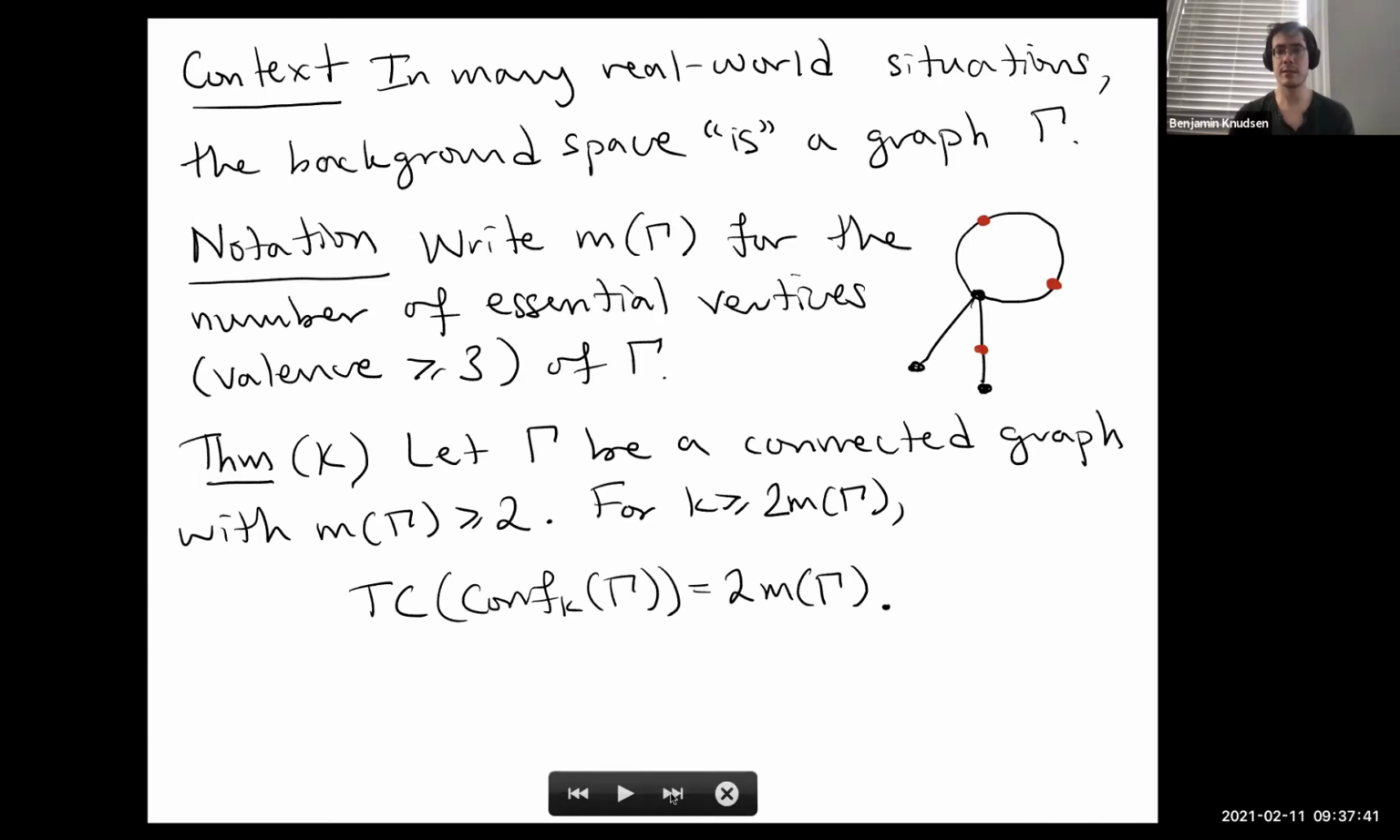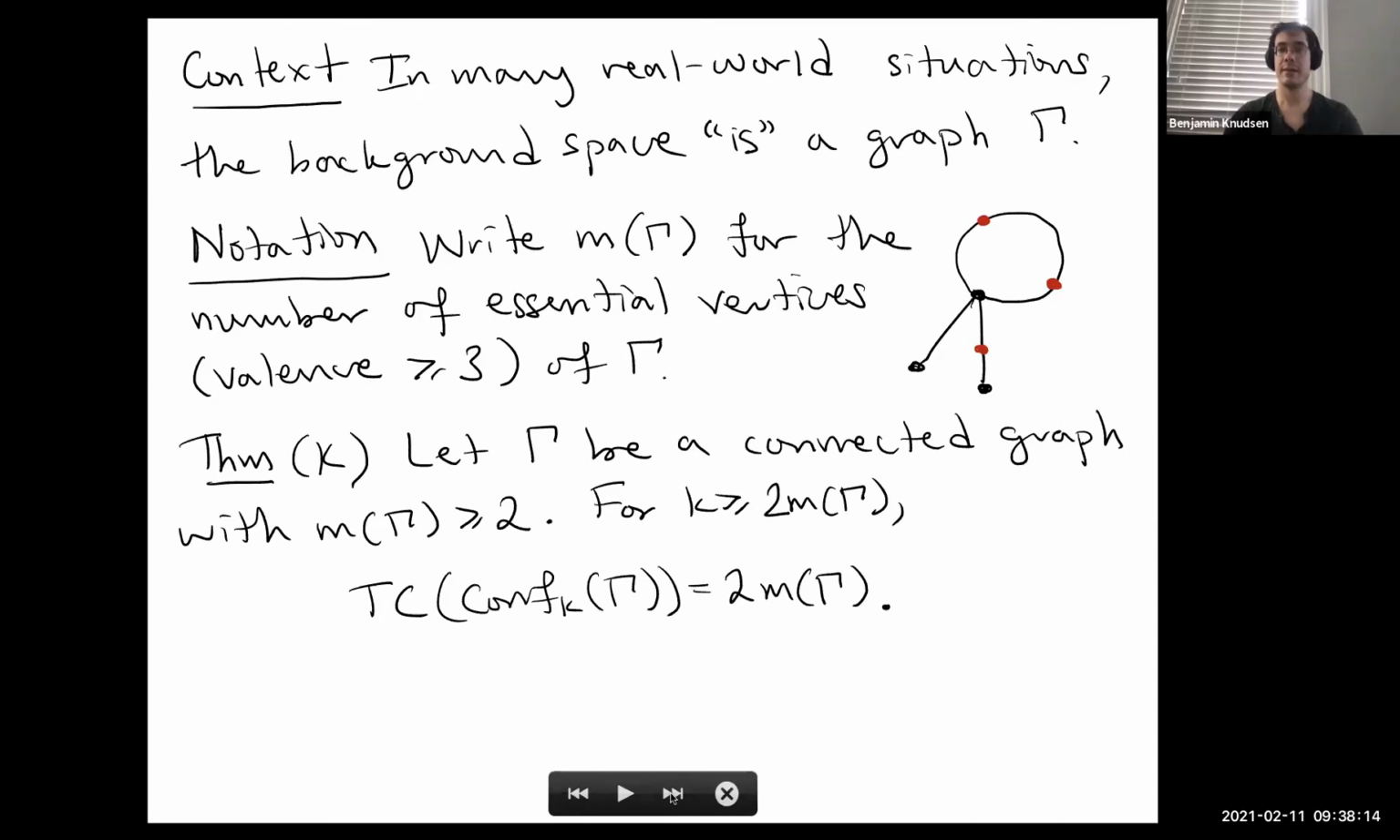And so the theorem says that as long as the number of points that you have is at least twice the number of essential vertices, then the topological complexity of your configuration space is exactly equal to twice the number of essential vertices. And I will point out a feature of this answer, which is both similar and not similar to the previous answers. It displays some kind of independence of the relevant parameters. In this case, it's independent of k.